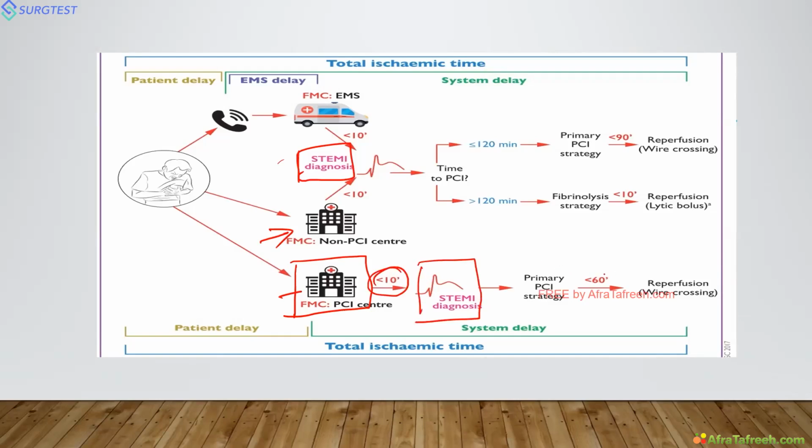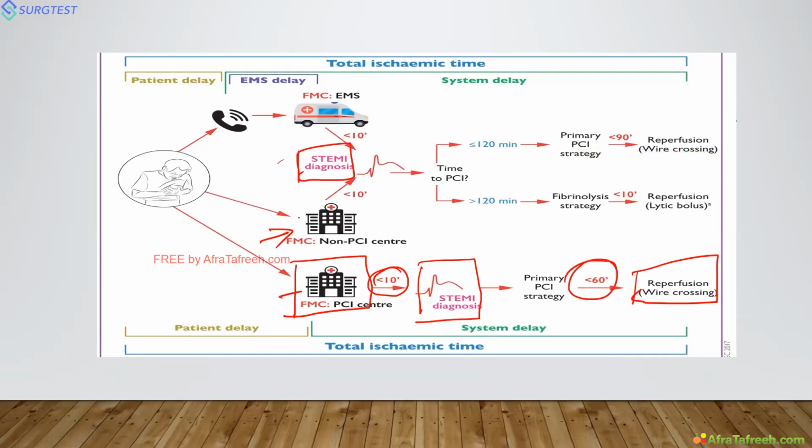Then primary PCI within 60 minutes. So all these numbers have changed. Within 60 minutes, you have to cross the lesion with the wire. So whenever a patient comes to a PCI capable center, directly transfer the patient to the cath lab and cross the wire before 60 minutes. Your diagnosis is 10 minutes and then the 60 minutes.